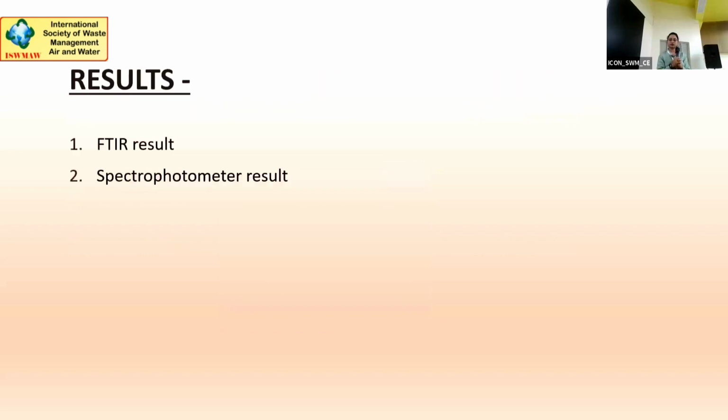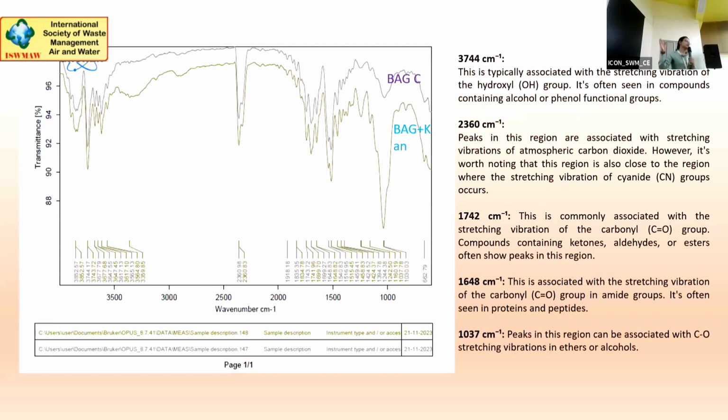Next, here comes the result. The first one is the FTIR result, and the second one is the spectrophotometer result. So this is the FTIR study. In this graph, we can see that the bagasse is the bagasse control, and the bag plus cat means the bagasse plus the kanamycin antibiotic.